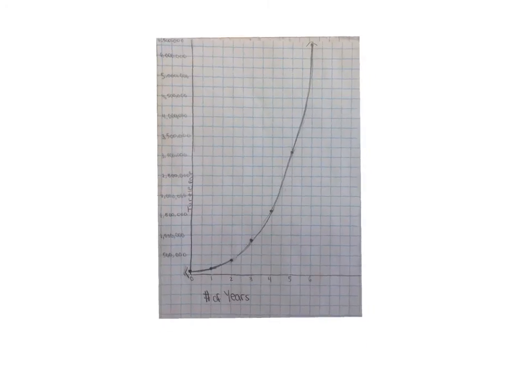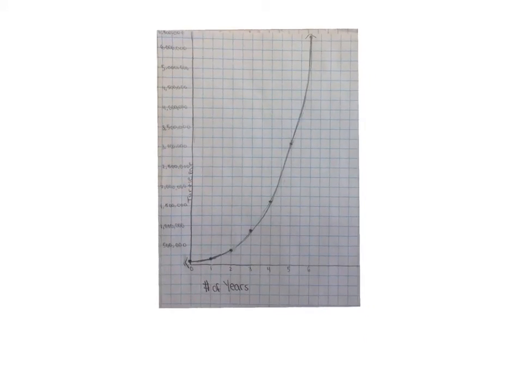In this slide, I'm going to be showing you the graph for the last equation I just showed you. On the x-axis is the number of years, and on the y-axis is the turtle population. As you can see, the line is curved because it's an exponential growth.